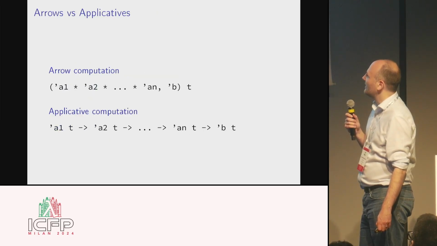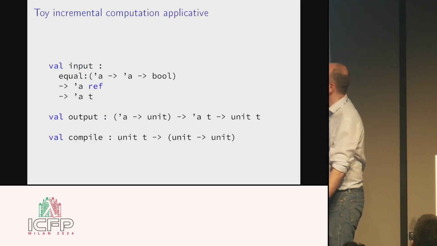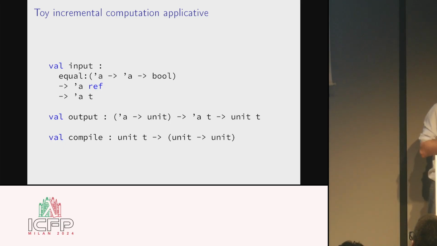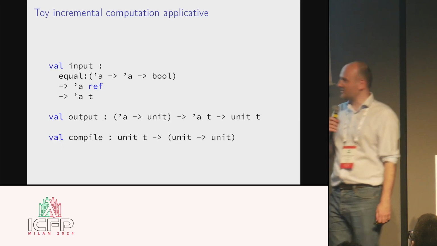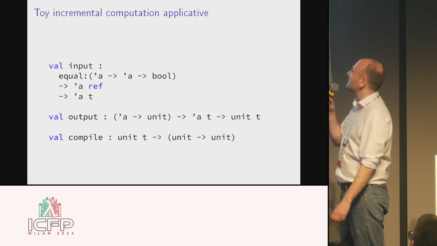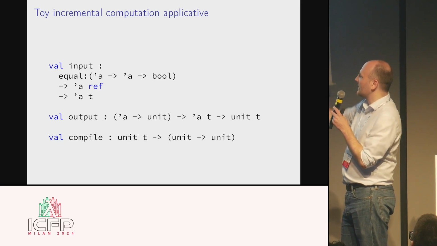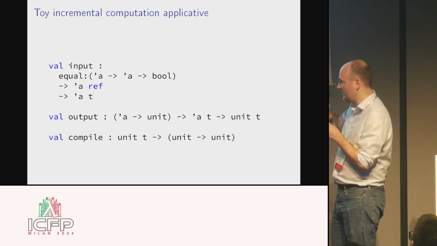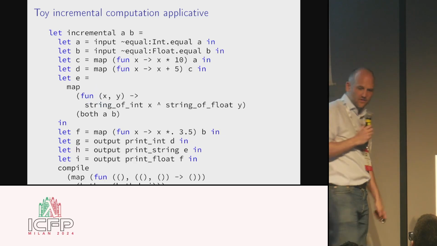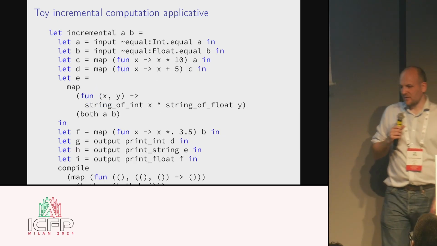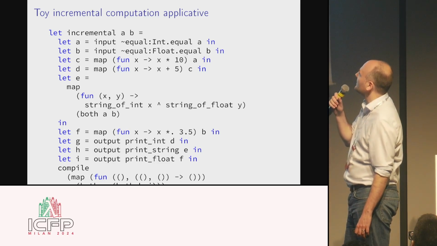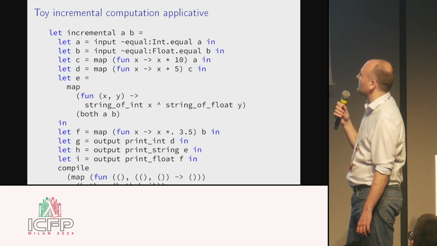All right. Anyway, let's try making our incremental library with this applicative. So here's input and output and compile. Their types have changed slightly because of the slightly different approach. So now input returns an alpha t, and output takes an alpha t and gives you a unit t, and compile just takes a unit t to produce the thing. And we can use that to produce our example. And this already looks better than the last one. We've now been able to give names to some of the subcomponents of the graph, so that seems pretty good.